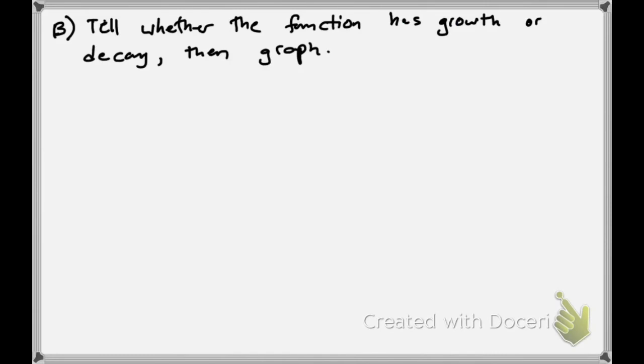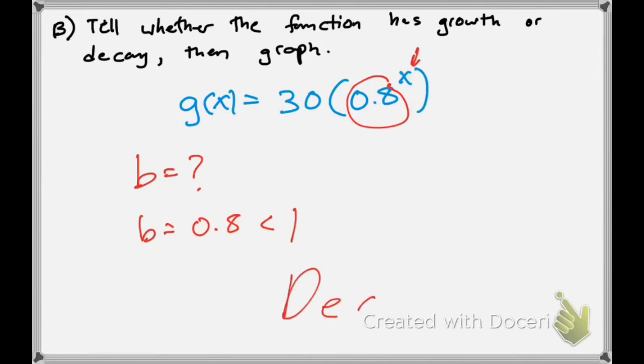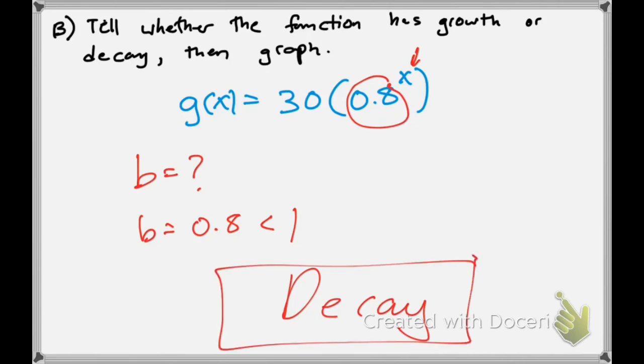All right, let's do another one. Tell whether the function has growth or decay. We're going to be looking at the function g of x is equal to 30 times 0.8 raised to the x. So that's the function that we're looking at. Now what's my base? What's b equal to? Well, b is this right here, because the exponent is attached to the 0.8, so that's what my base is. Now that's less than 1, so this would show decay.